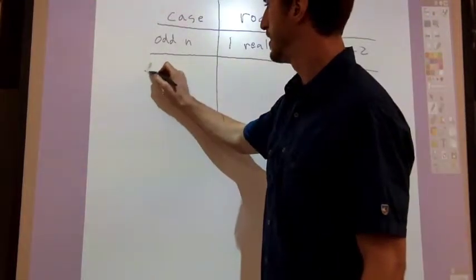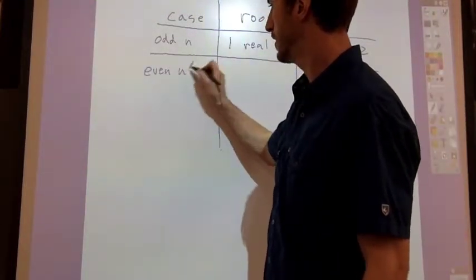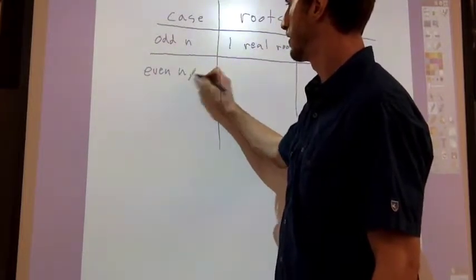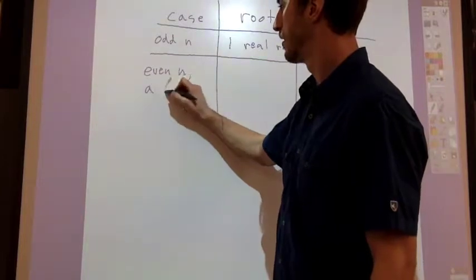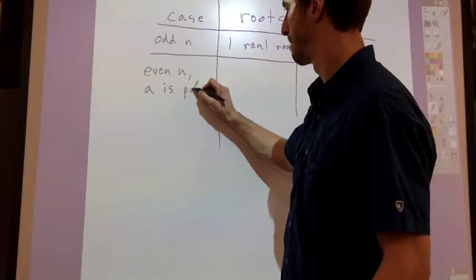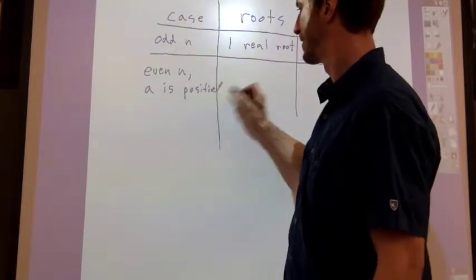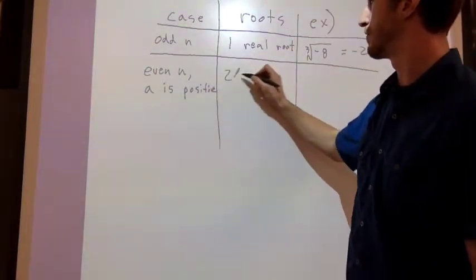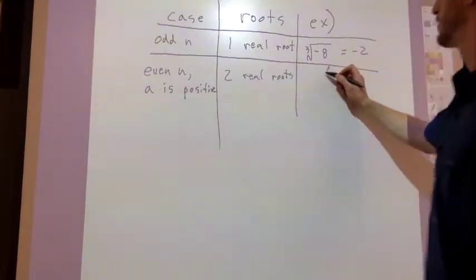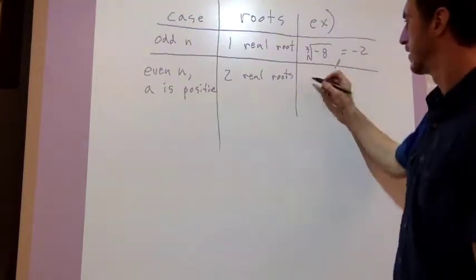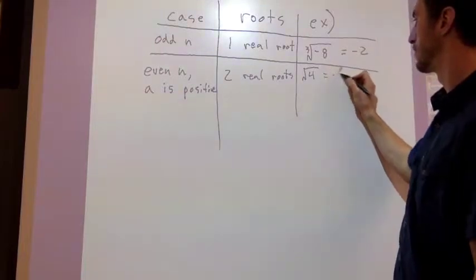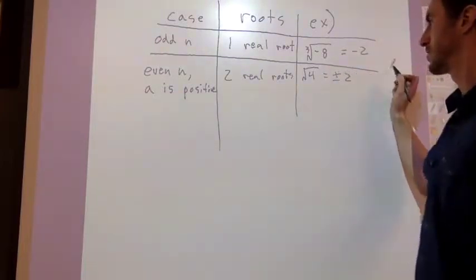So let's say you have an even index number, and your radicand, your A, is positive. In that case, you are going to have two real roots. So an example of this would be if you take the square root of 4, it's going to equal plus or minus 2. Right?